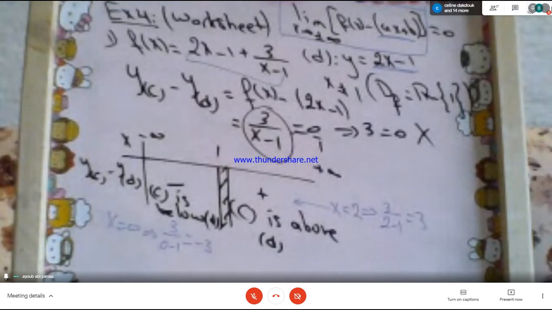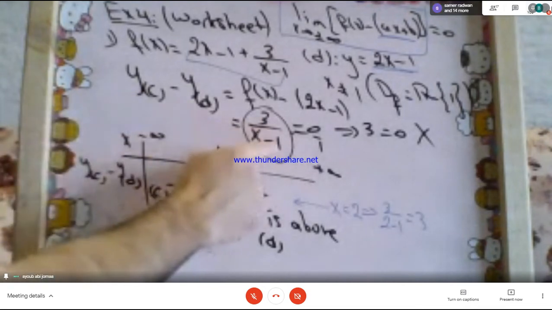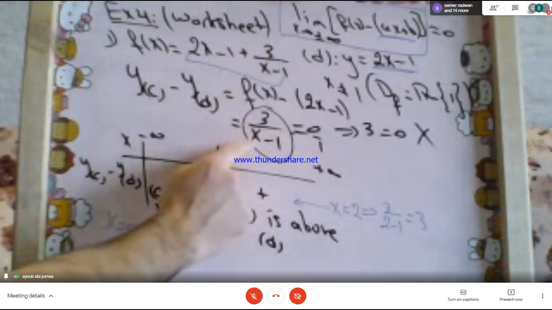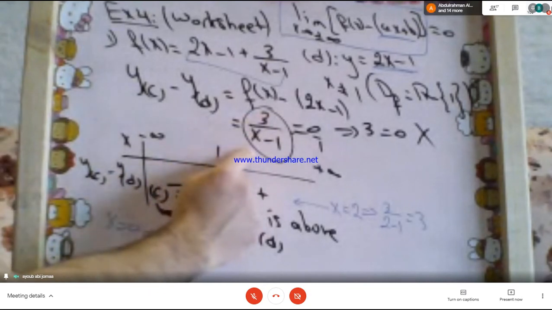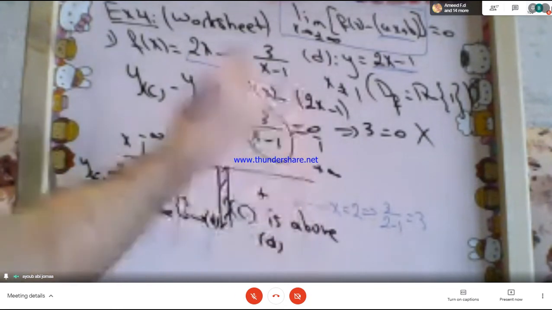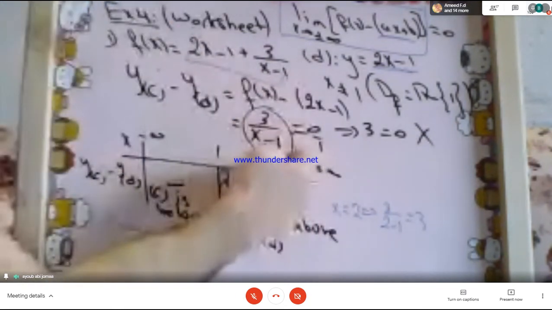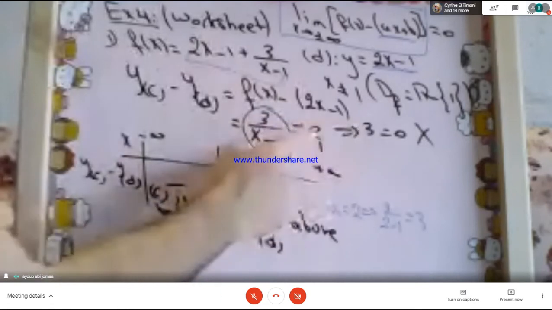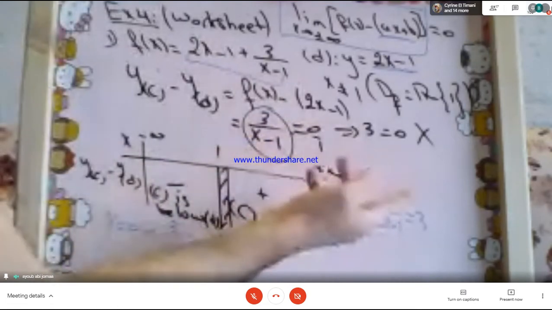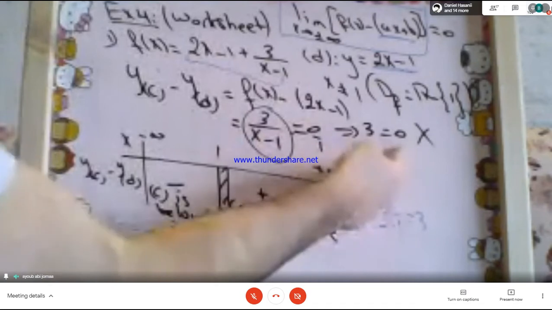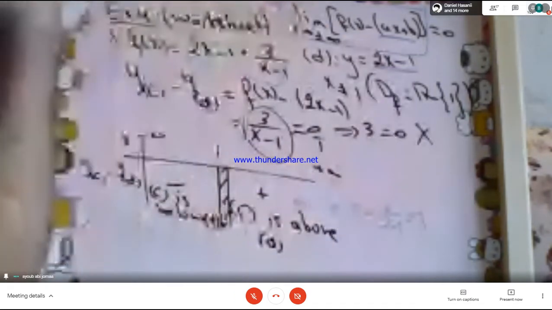Teacher, please, can you go back to this table? yc minus yd is equal to this. I need to study the sign of 3 over x minus 1. In order to study the sign of this, step number 1, put it equal to 0. Use the cross product, we get 3 times 1, 3. 0 times x minus 1 is equal to 0. That means that 3 equal to 0. 3 equal to 0 has no solution.